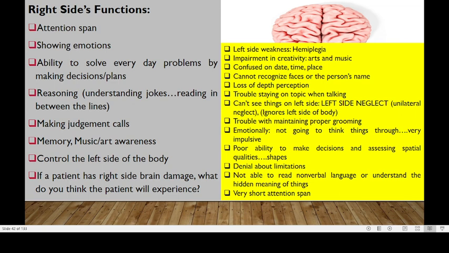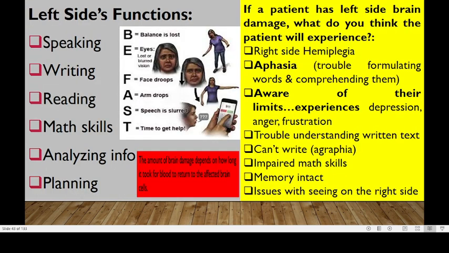Okay, all right. So they tend to ignore the left side of the body, and this predisposes them to so many injuries. Right? They can't maintain proper grooming, emotionally not going to think things through, so very impulsive. They have a poor ability to make decisions and assessing spatial qualities. They also deny their limitations. They are not aware of their limitations. Okay, so not able to read nonverbal language. Okay, and have very short attention span.